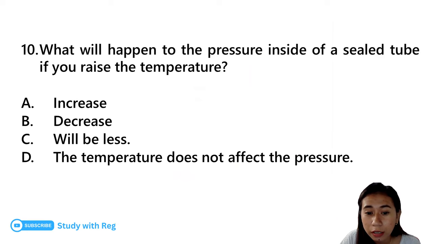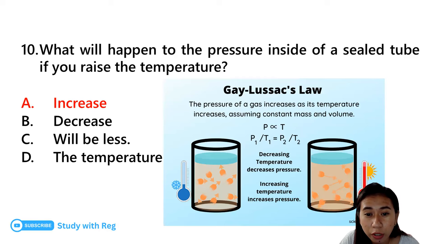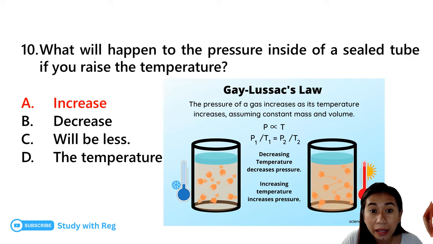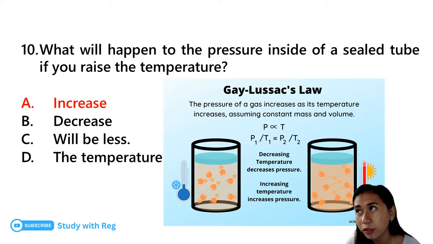Syempre, kapag tataas yung temperature, tataas din yung pressure. That's Gay-Lussac's law. The pressure of a gas increases as its temperature increases. Remember, dapat constant yung mass and the volume. Okay? So, the temperature and the pressure are directly proportional. Pag sinabi natin directly proportional, ibig sabihin, kapag tataas yung isang variable, tataas din yung isa. Kapag bababa naman yung isang variable, magdi-decrease din yung isa. That's directly proportional. Alright?